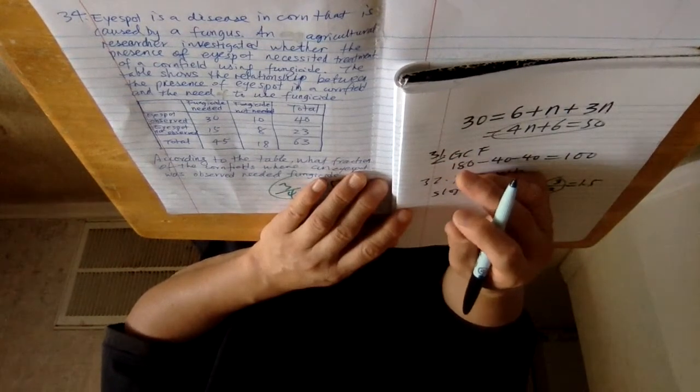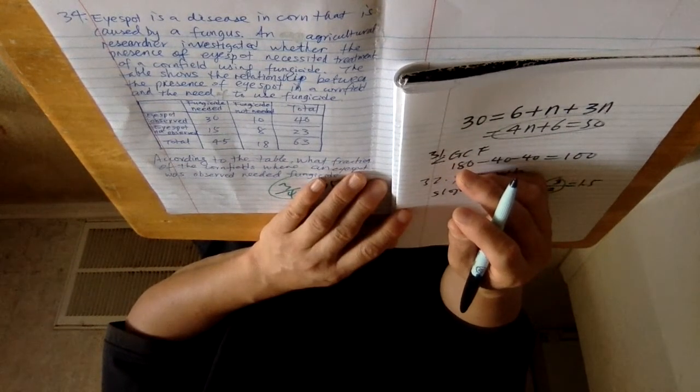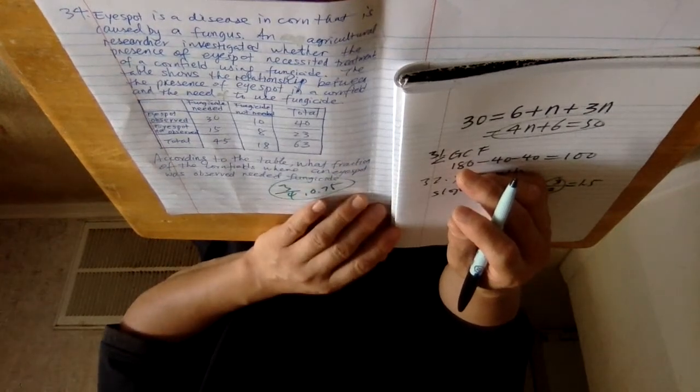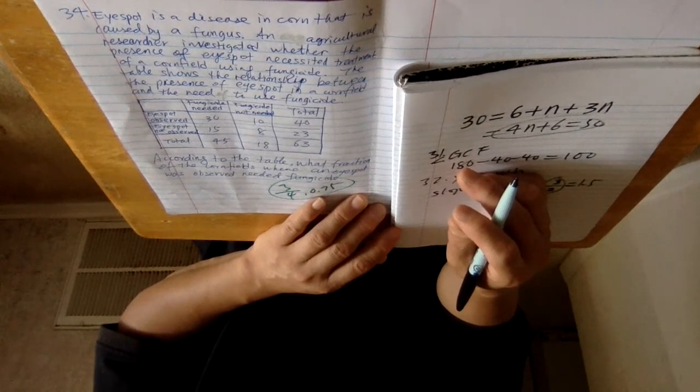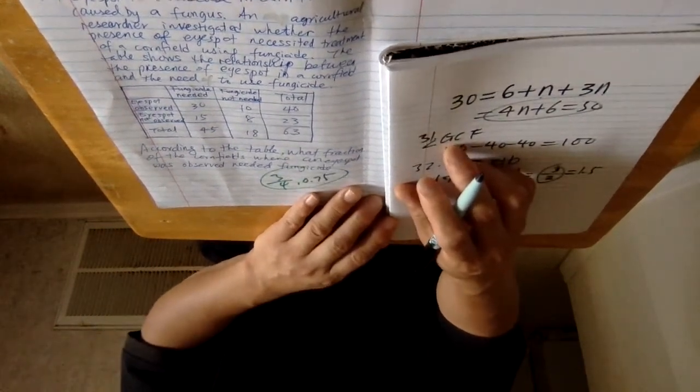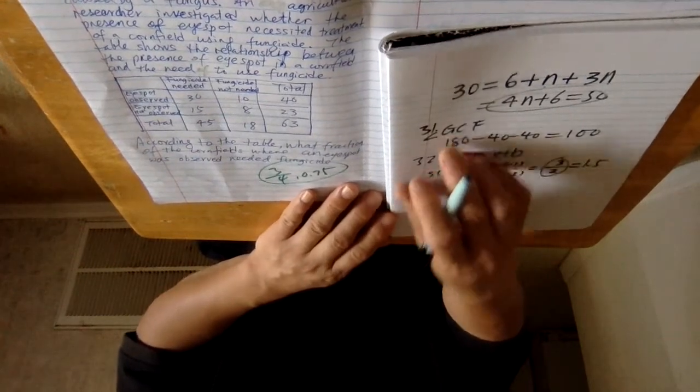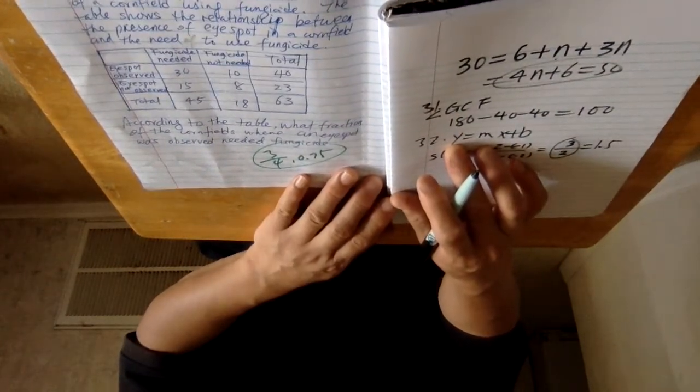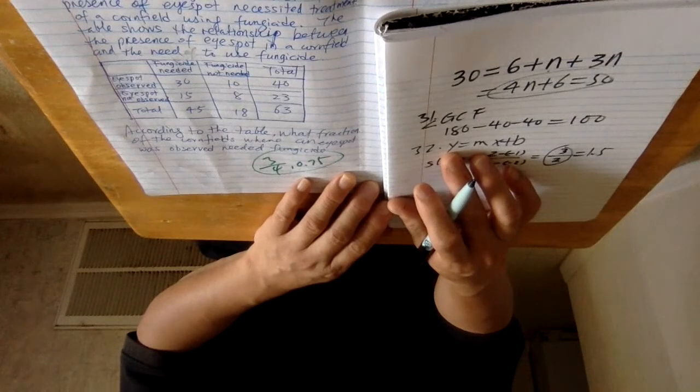Number 34. Ice spot is a disease in corn that is caused by a fungus. An agriculture researcher investigated whether the presence of ice spot necessitated treatment of a cornfield with fungicide. The table shows the relationship between the presence of ice spot in the cornfield and the need for using fungicide.